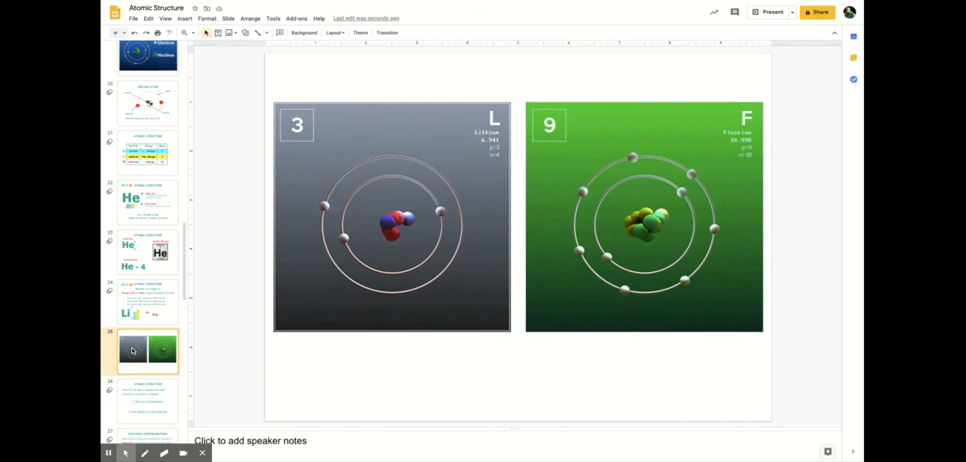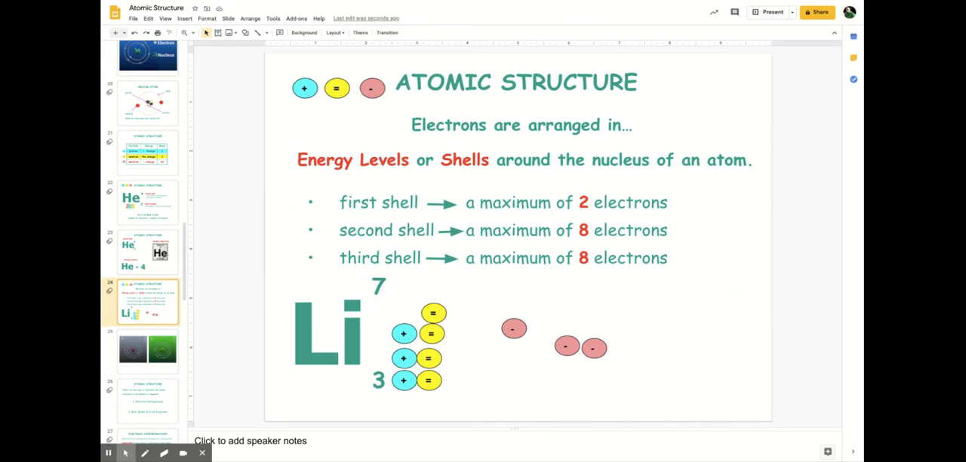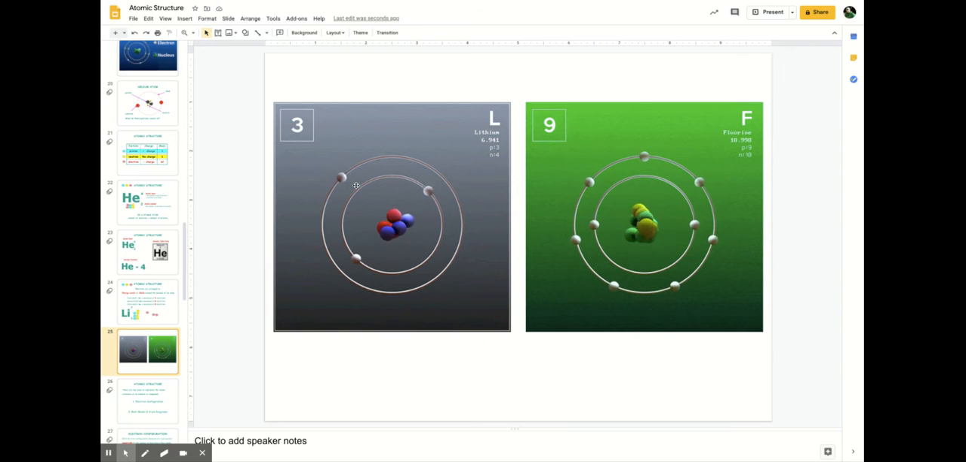Here's how this looks in real life, okay? So right here's lithium. If you notice, the protons and neutrons are in the middle there dancing around. That's your blue and yellow. But your red, the electrons, here we go. There's our people on the 1st floor, and there's our guy on the 2nd floor. Okay, and he's got room. There's 7 other bedrooms up here, right?